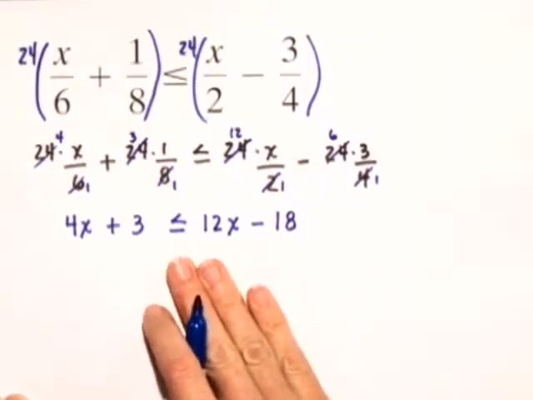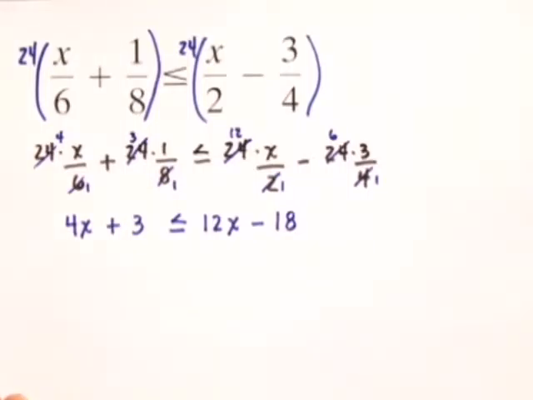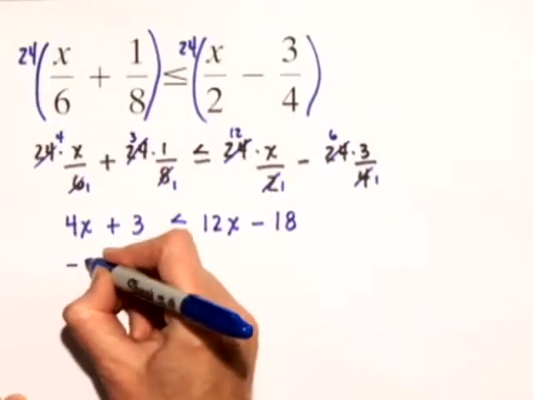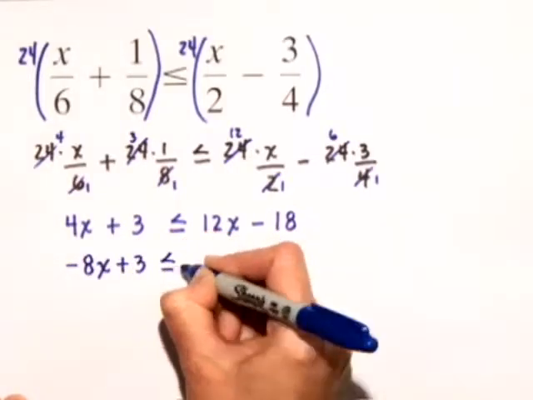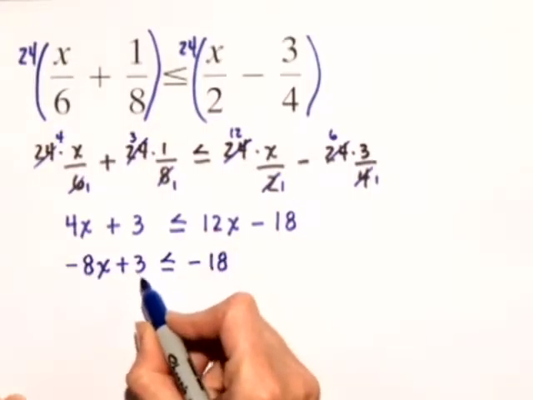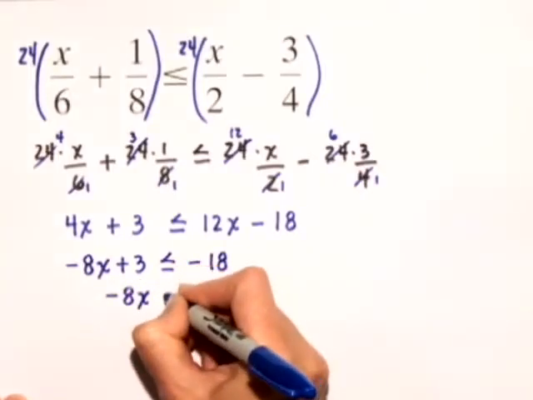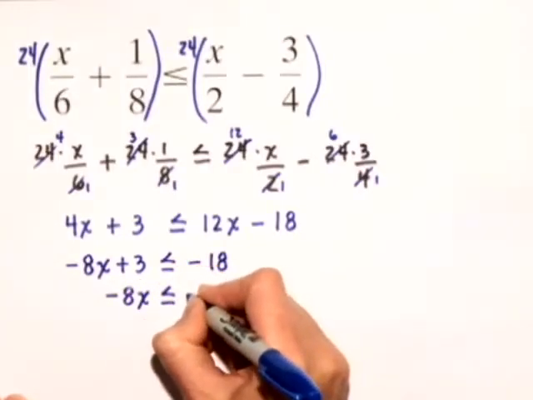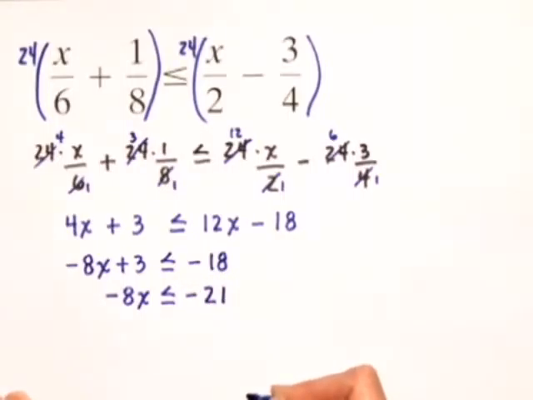So let's move the x terms over to the left-hand side by subtracting 12x from both sides. When we do that, we'll have negative 8x plus 3 is less than or equal to negative 18. And now let's subtract 3 from both sides, and we'll have negative 8x is less than or equal to negative 18 minus 3 gives us negative 21.